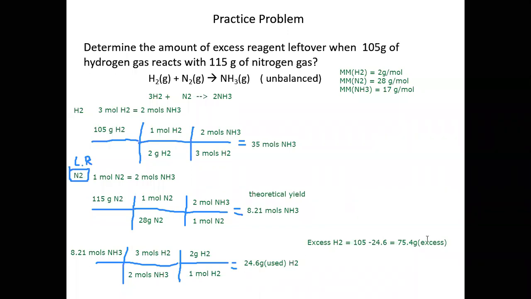Once we know how much it was used, we can subtract it from the initial amount and we get how much is left over. So the only component of stoichiometry that's missing is percent yield, which will be covered in a later lecture. So that's all for this lecture.